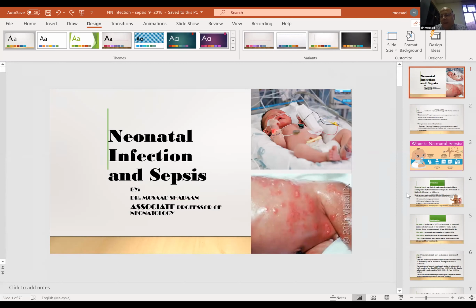So today we are going to speak about an important lecture about neonatal infection and sepsis. On the right side, the upper one, you can see this is a full term baby.